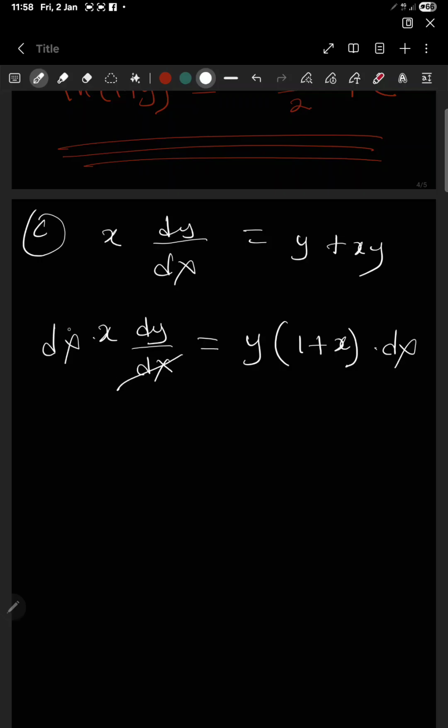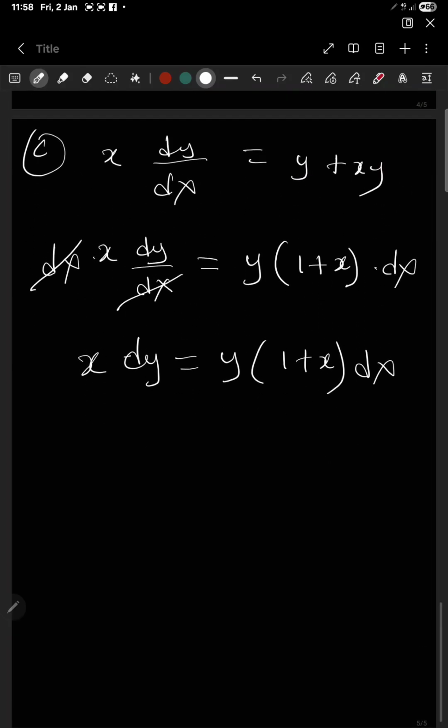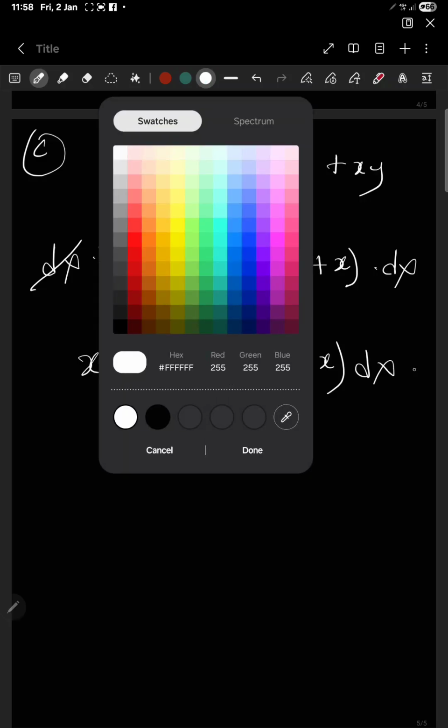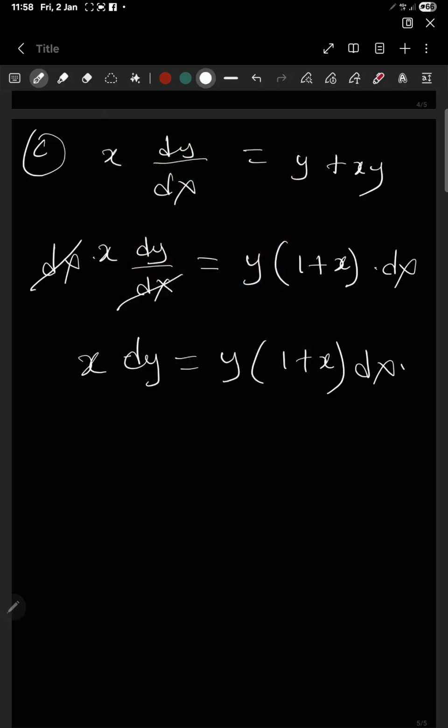That means this and that will go. Our x dy will be equal to y open 1 plus x dx. So after you've done that, you need to also remove this part for y, this side of the equation, so that it is taken to the part of the y. So by doing so, you need to multiply this side of the equation by 1 over y. You also multiply this side by 1 over y.